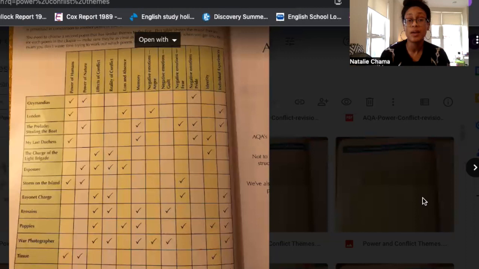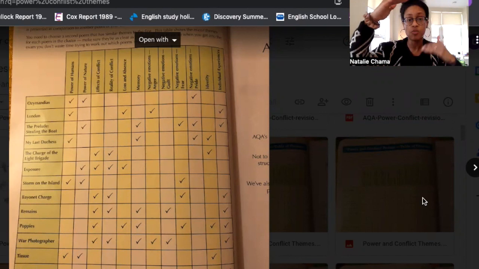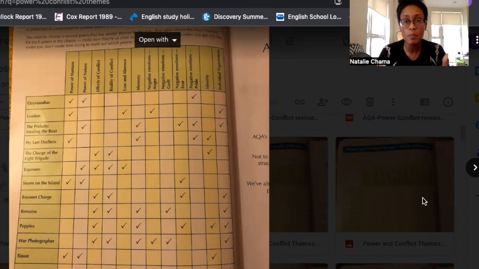Number three, which poems are linked together when it comes to themes? And as you can see, this grid would help your teenager because it's already ticked off which poems are linked together. When it comes to the power of humans: Ozymandias, London, The Last Duchess, Storm on the Island, Tissue, and Checking Out Me History. If you had that question, usually they'll have one of the poems visible, but then they have to compare it to something else. They have to remember which poems are linked together when it comes to themes. And a lot of teenagers do not memorize this. They don't memorize the themes. They don't memorize which poems are linked together. And that is heavily going to affect their grade because they have to compare two poems together.